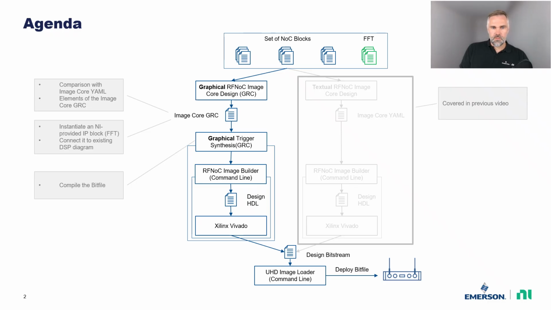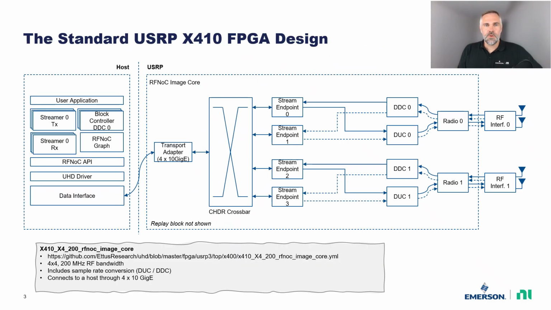Also, we assume that the UHD driver, Xilinx Vivado, and GNU Radio Companion have already been properly installed. And you can find the recommended version below this video. We start from the same shipping FPGA design for USRP X410 that we've modified in our previous video. Again, our goal is to statically add OFDM modulation, that is FFT and cyclic prefix handling, right after the sample rate conversion blocks, where the green box is.